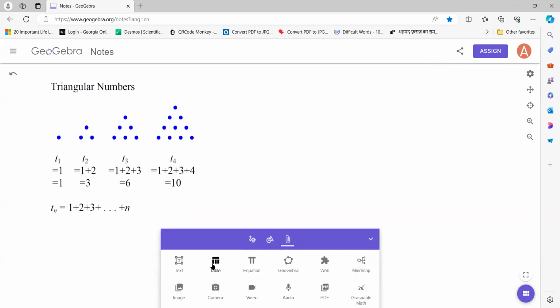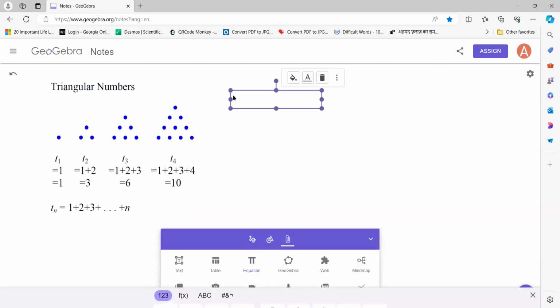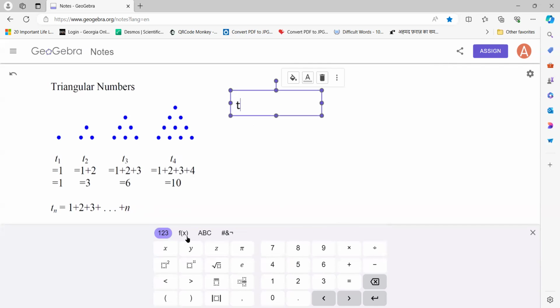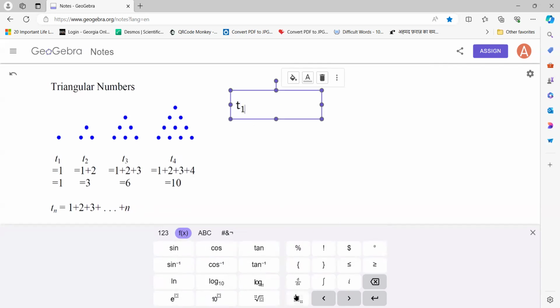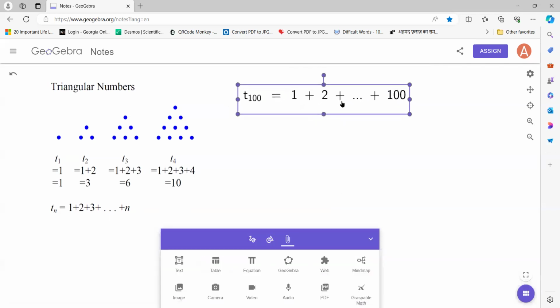So let's see how we can find the 100th triangular number. Now, by definition, this has to be 1 plus 2 plus all the way up to 100. This is nothing but an arithmetic sequence whose first term is 1 and the last term is 100, and there are 100 terms. We can easily find the sum of it by using Gauss's method. Let's do that.